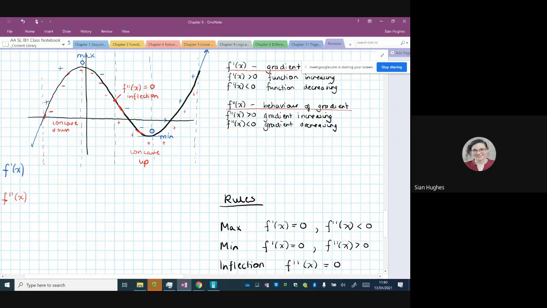And we can take these rules and apply them in a question without having to do a full graph, without having to think about the behavior everywhere. We can just use them to focus in on maximums, minimums, and inflections. And if we can find those, it makes sketching graphs fairly easy, which is the main reason that we might be interested in finding out what they are.